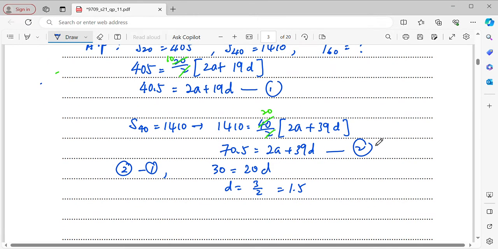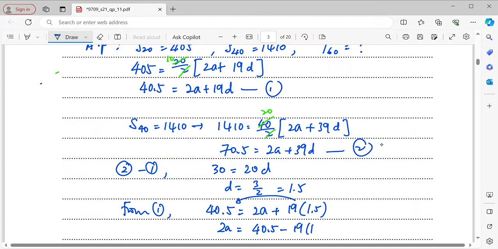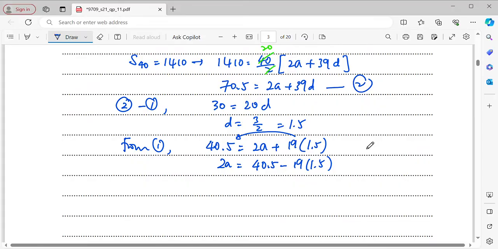Now, we need to get the a. I will substitute it into the first equation. So 40.5 equals 2a plus 19 times 1.5. That means here, 2a equals 40.5 minus 19 times 1.5, moving the 19 times 1.5 to the left side. Then you will be getting 12 on the right side. So therefore, my a is 6.